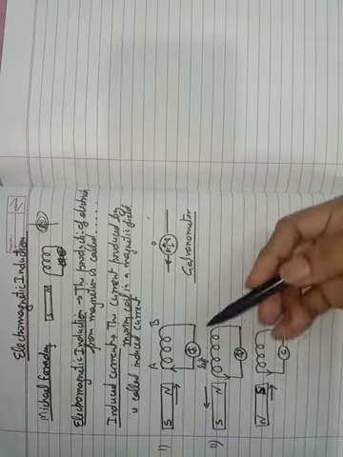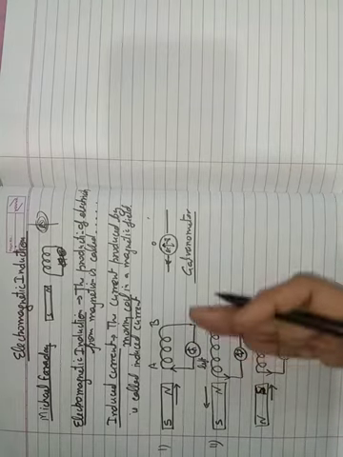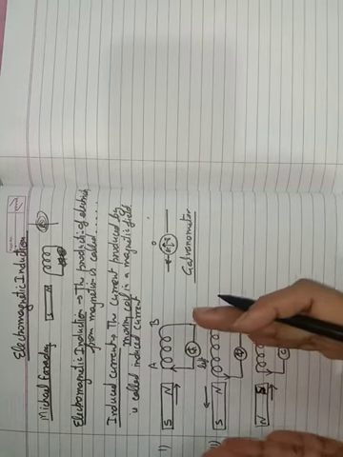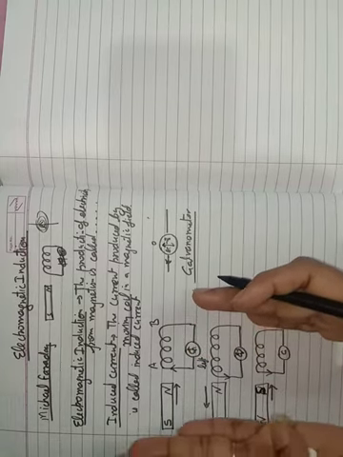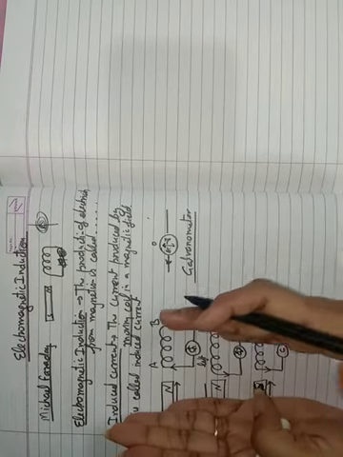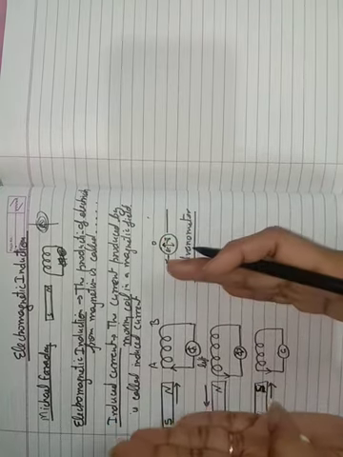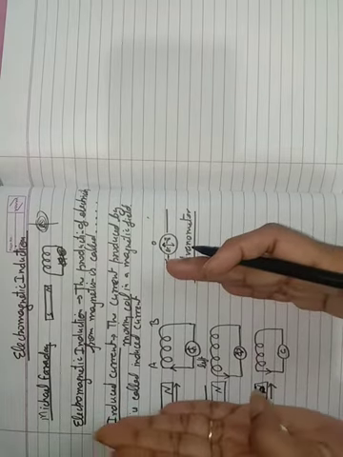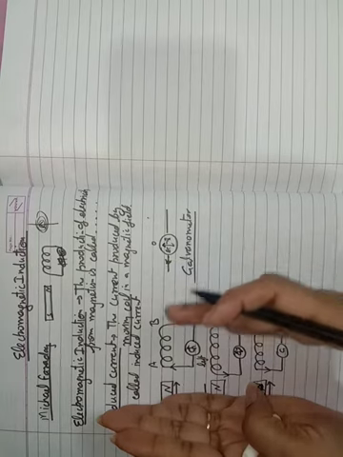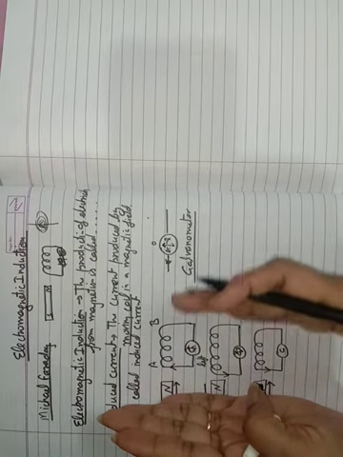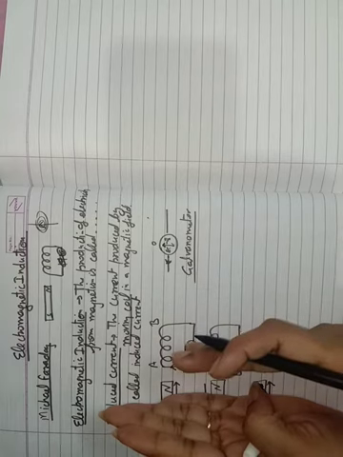Also, if he changes the movement of the coil, it means if he keeps the magnet stationary and moves the coil relative to this magnet. Now the magnet is stationary and he moved this coil. When he moved this coil, he found that current is also induced in it.